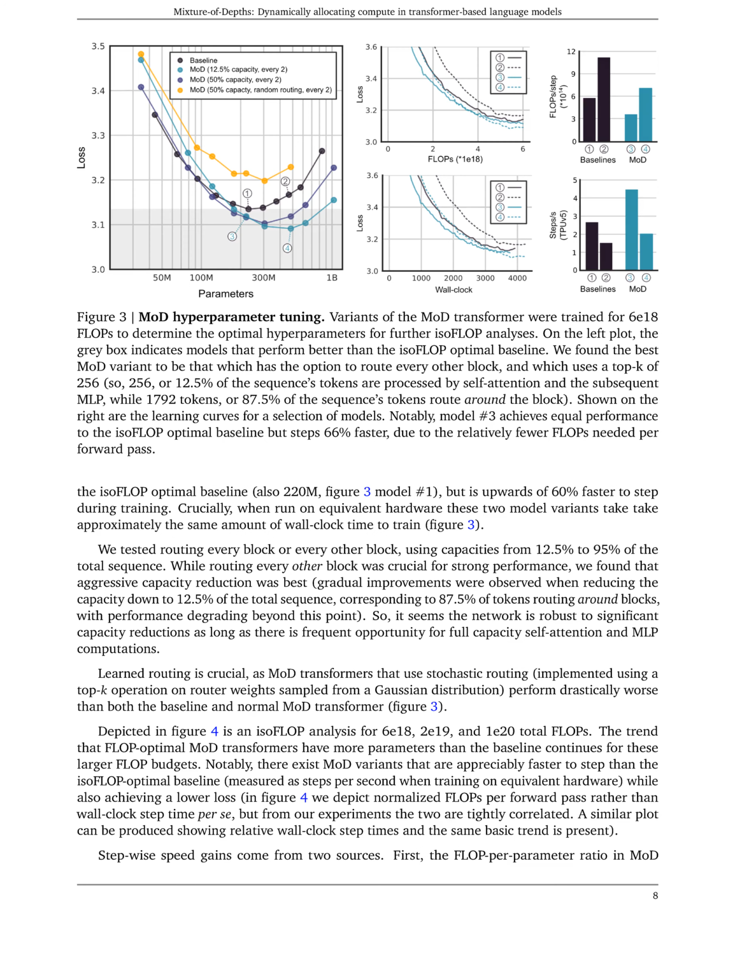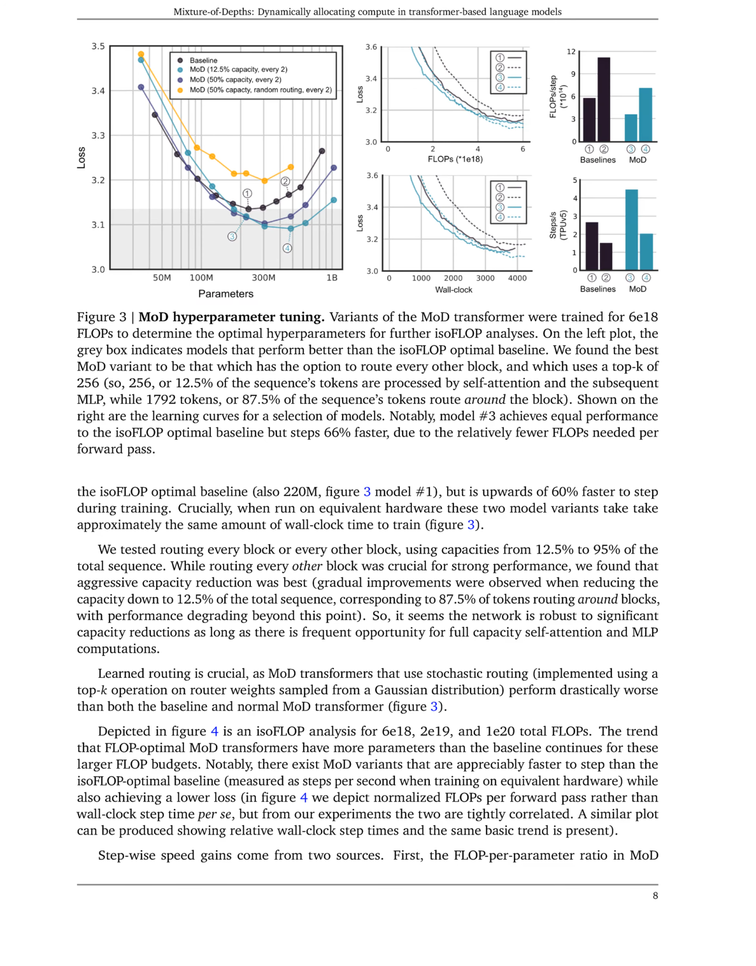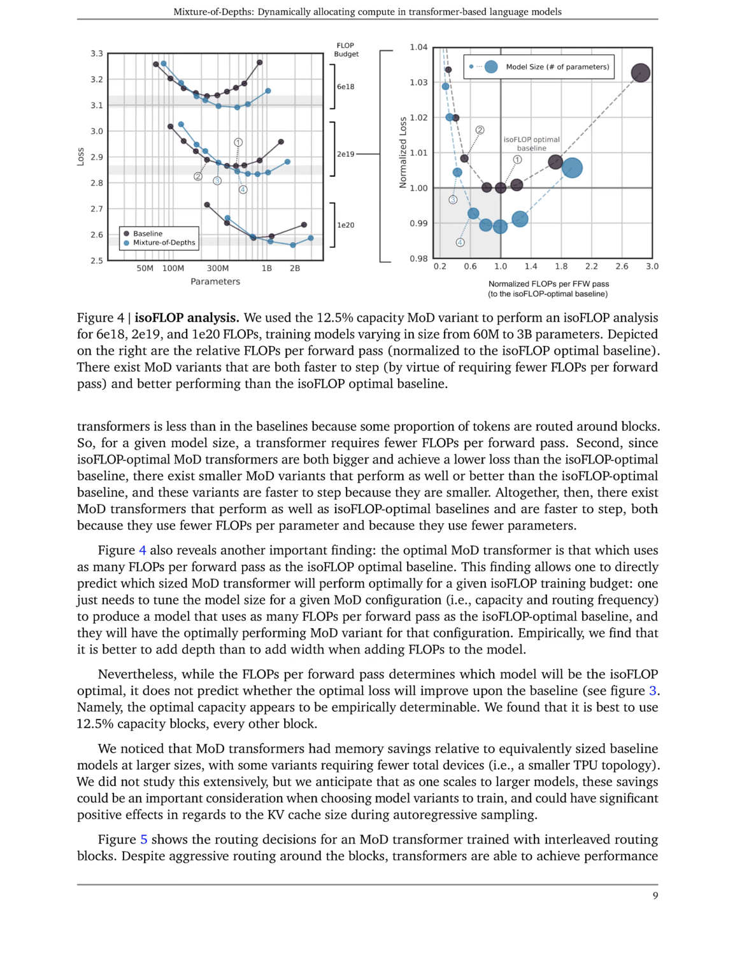3. Aggressive capacity reduction, down to 12.5% of the total sequence, coupled with frequent opportunities for full capacity self-attention and MLP computations, leads to improved performance. 4. Learned routing is crucial for the success of MoD transformers, as models using stochastic routing perform significantly worse than both the baseline and normal MoD transformers. 5. The optimal MoD transformer is the one that uses as many flops per forward pass as the isoflop optimal baseline, allowing for direct prediction of the optimal model size for a given training budget.